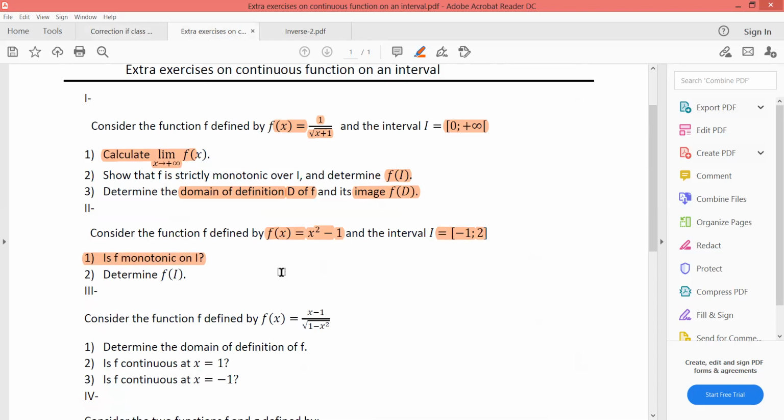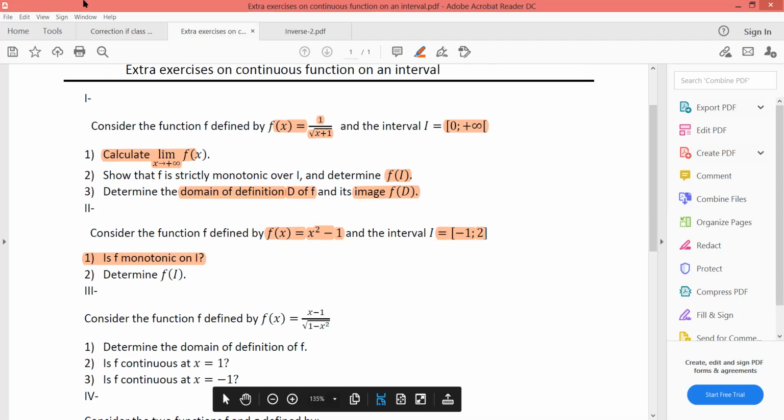Who said it is? We make the derivative, right? To know the function, we take the derivative, then we put minus 1 in place of x and 2 in place of x. We make the derivative and the table of variations. Then we will check if the function is monotone, increasing or decreasing, using f prime of x. So we find f prime of x. What is f prime of x?